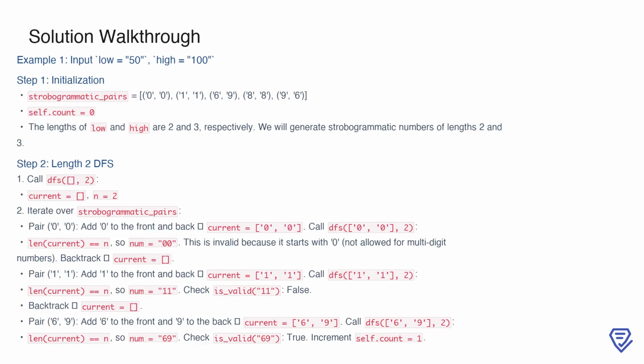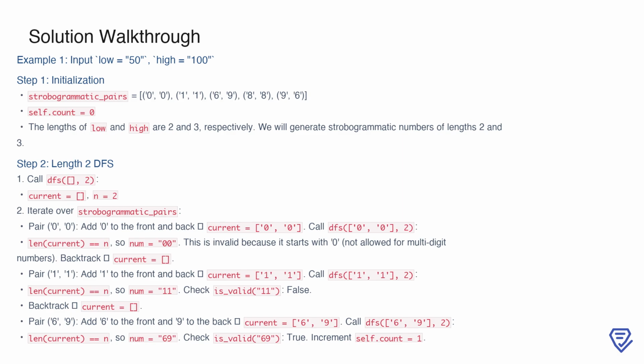Next, we note the lengths of the input strings, low and high, which are 2 and 3, respectively. This means we need to generate strobogrammatic numbers for both lengths 2 and 3. For length 2, we use a depth-first search, or DFS, approach. Starting with an empty list, we iterate over each strobogrammatic pair.